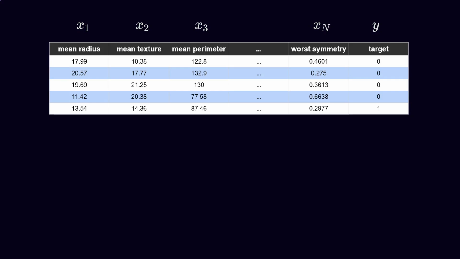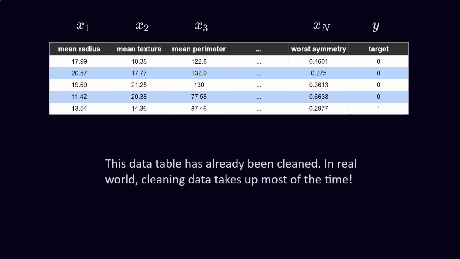Before moving onward, it is important to note that in the real world, data rarely comes in such a neat, prepared form as in our table here. This means that often the biggest workload is done at treating the missing values, for example, before any actual modeling takes place.